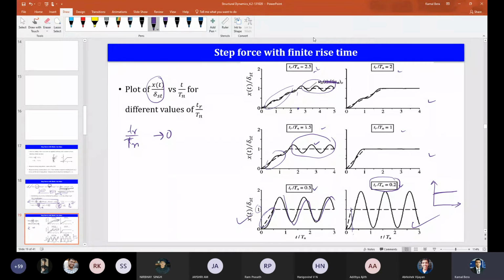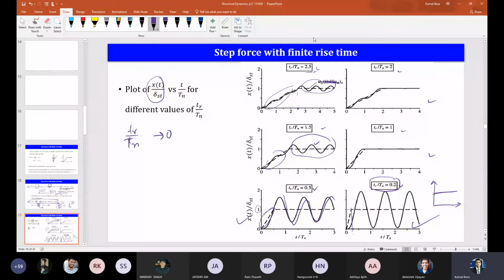Just try to see that when the rise time is very small, it is behaving like a step force; the response is due to the step force, and that is intuitively obvious. Whenever tr by tn is larger, say 2.5 or 1.5 in that range, you can see it is oscillating with a small amplitude, close to the static solution.